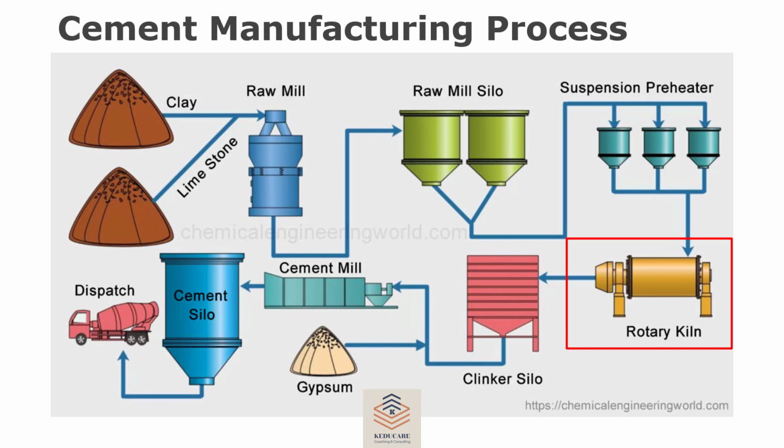The fuel that is used for burning can be oil or powdered coal, those kinds of things. There is a temperature gradient inside the rotary kiln, with the lowest temperature being on the upper side and the highest temperature being on the lower side. So on this side the temperature will be low, and as it progresses towards this side the temperature will be high. It starts at around 400 degrees Celsius.